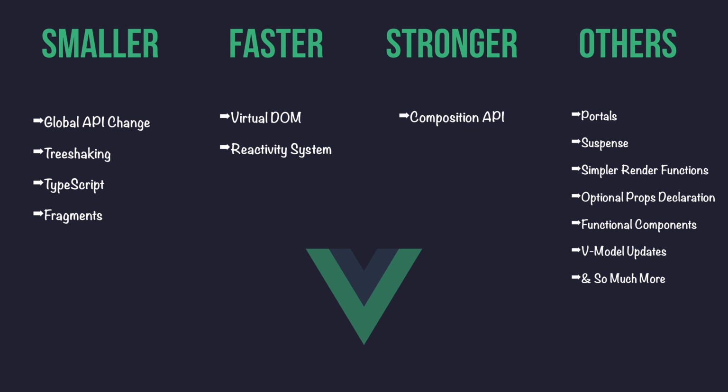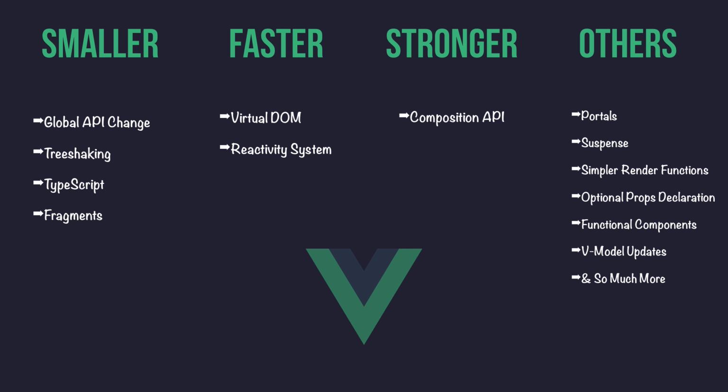So today we talked about Vue 3 being smaller, faster, and stronger. Under smaller, we talked about the global API change, the tree shaking capabilities of the compiler, the TypeScript rewrite from the ground up, and fragments. When it comes to being faster, the virtual DOM updates and the changes to the reactivity system. And Vue 3 being big and strong with the composition API.